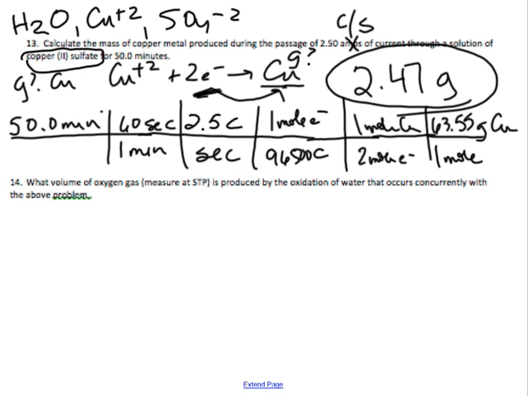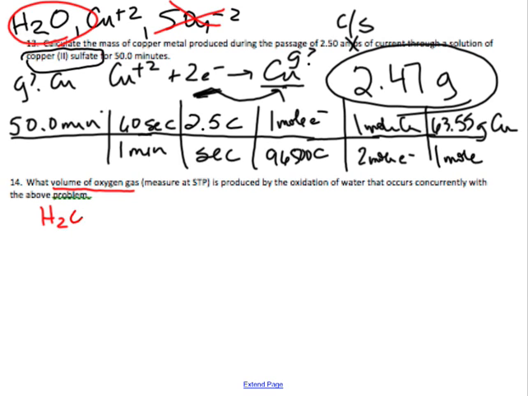Okay? So let's look at this next one. This next one is an indication why you need to know these half reactions and need to know how to balance them. Because this says what volume of oxygen gas measured at STP is produced by the oxidation of water that occurs concurrently. Well, we already said that this is a polyatomic, so the thing oxidized had to be the water. So we need to write that half reaction.